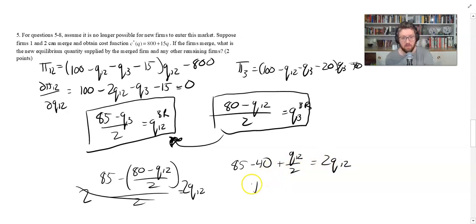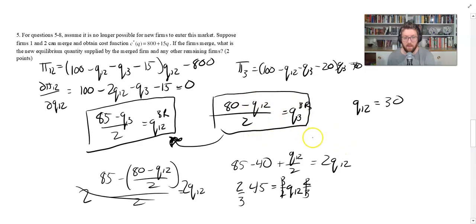This is 45. And if we subtract Q1,2 over 2 from both sides, we end up with 3 halves Q1,2. And then if we multiply each side by 2/3, we can get rid of that. And we find that in equilibrium, the new merged firm is going to supply 2/3 of 45, which is 30. And we plug 30 into here, and we get 80 minus 30 over 2. So this is 50 over 2. Q3 is equal to 25.